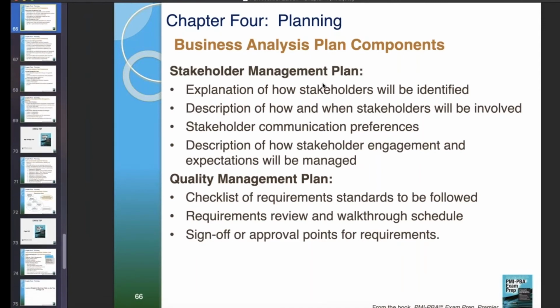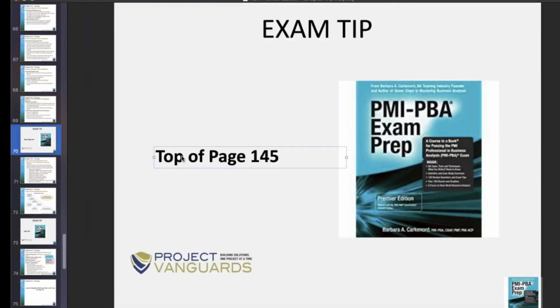So a stakeholder management plan: the explanation of how stakeholders will be identified, description of how and when stakeholders will be involved, stakeholder communication preferences, description of how stakeholder engagement and expectations will be managed, and then a quality management plan. You have to understand what quality means, by the way. Quality means meeting customer requirements.